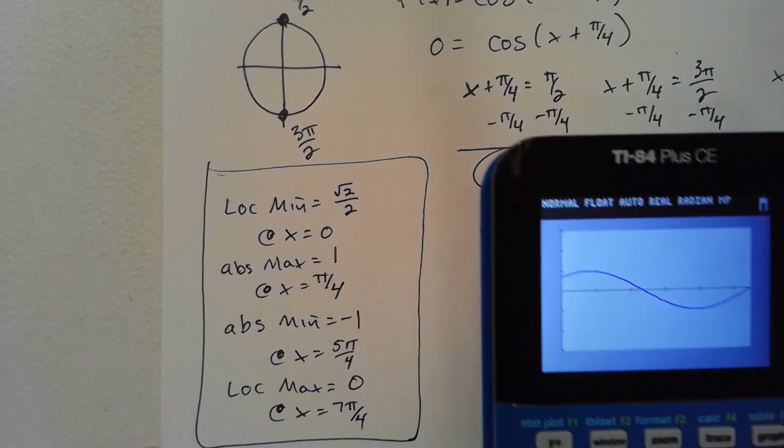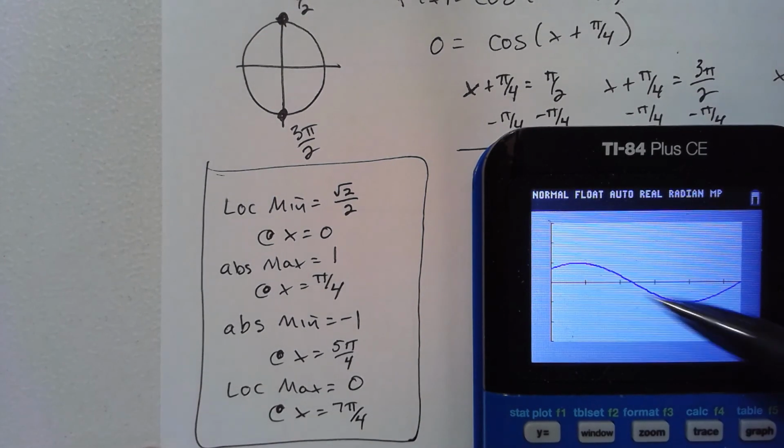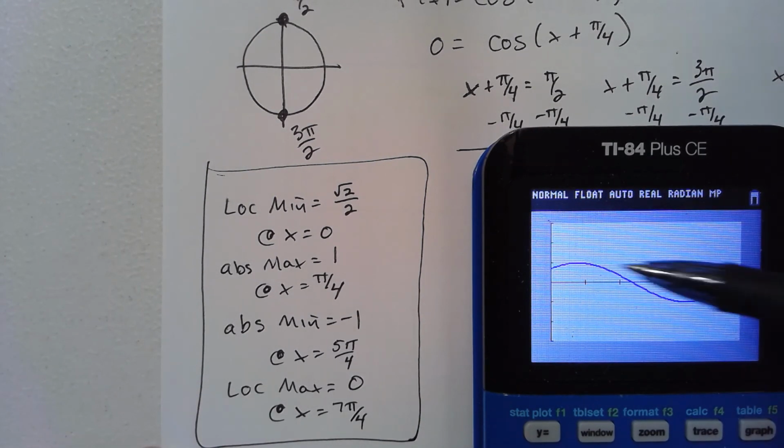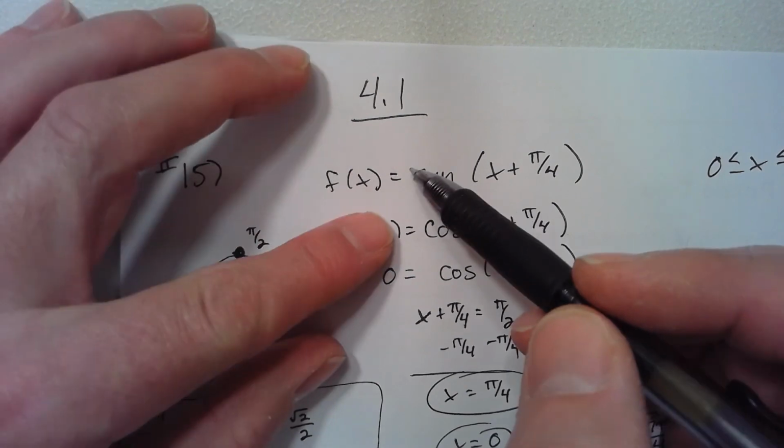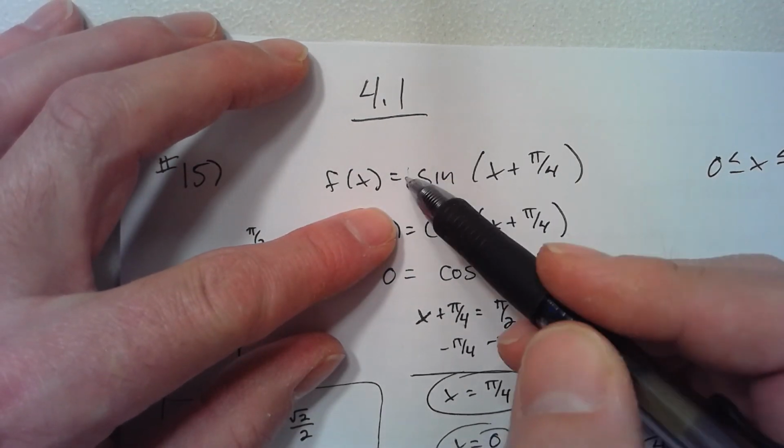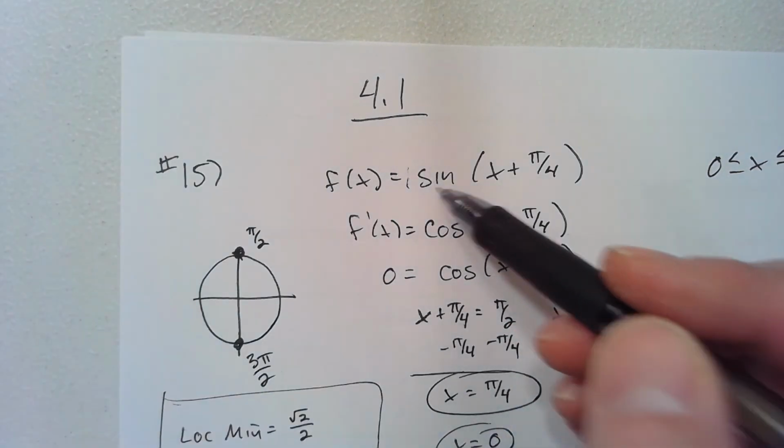We could have known that the absolute max and minimum are 1 and -1, because if you think of the graph of the sine wave, the amplitude is just 1 out front, so it's just going to peak at 1 and bottom out at -1.